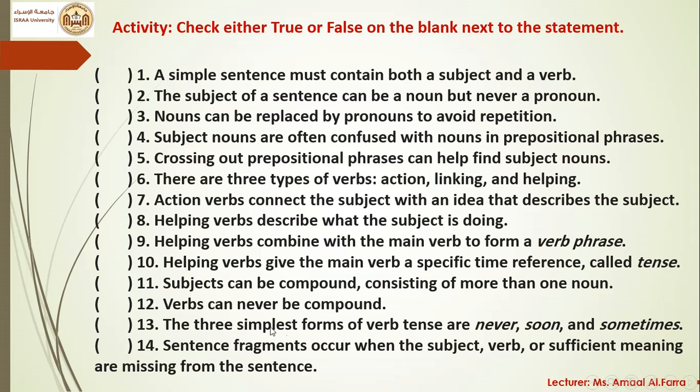13. The 3 simplest forms of verb tense are never, soon, and sometimes. 14. Sentence fragments occur when the subject, verb, or sufficient meaning are missing from the sentence. Please review the 2 videos and this chapter from your book in order to answer this activity correctly, and this will be discussed when we meet in the Zoom session and when we meet in the university.